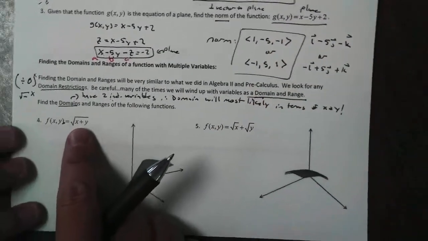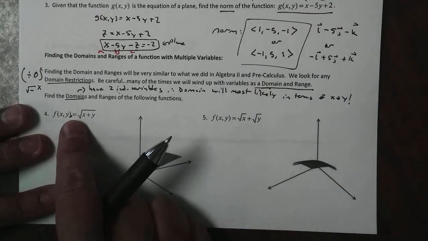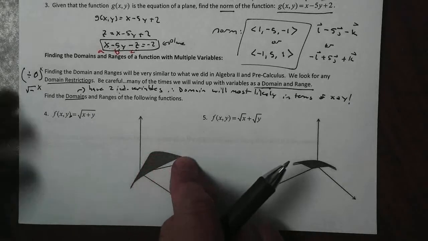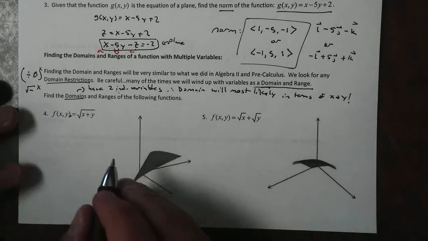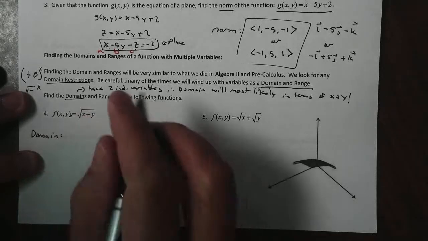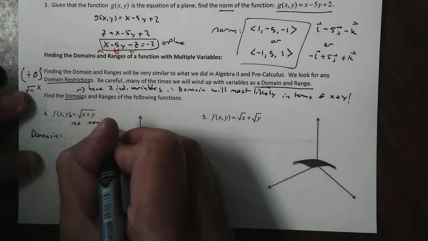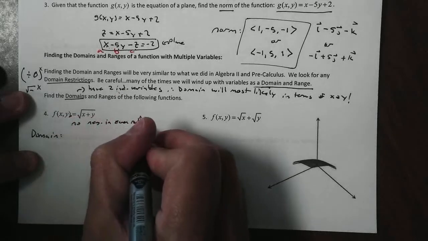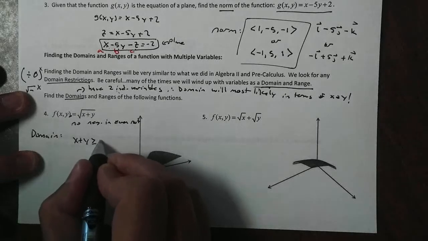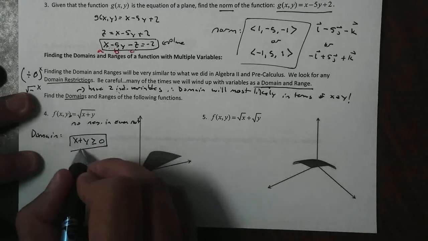Oh, look, there's the first one. All right, so there's our first one. If I'm looking at the function f of x, y equals the square root of x plus y, this is what the graph looks like. By the way, I got these graphs off Desmos 3D. So if I want to find the domain, I just have to remember there are no negatives in an even root. So x plus y has to be greater than or equal to 0. That's the easiest way to write it.